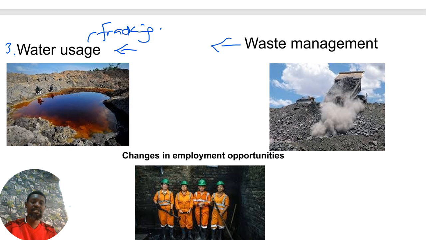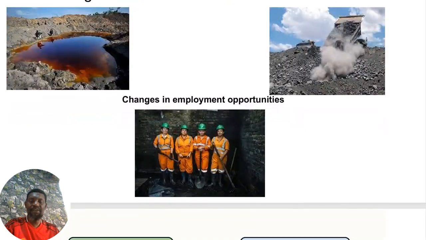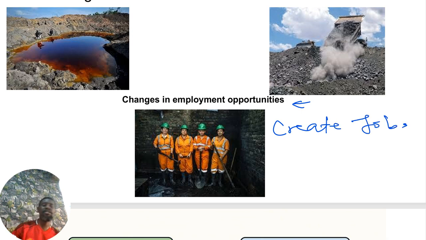So waste management also is an issue. You have to find how you manage the waste generated from mines. So that's an impact. Then lastly, we have changes in employment opportunities. So it creates jobs for the local community, which helps to improve their living standard.